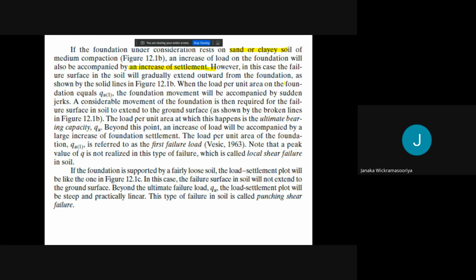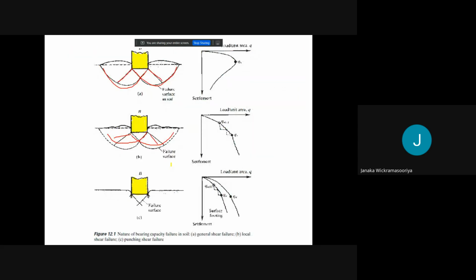And when the load per unit area of the foundation equals q ultimate, the foundation movement will be accompanied by sudden jerks. A considerable movement of the foundation is then required for the failure surface in soil to extend to the ground surface. These are called the first failure load and the local shear failure. Likewise, then punching shear. We have so many shear failure modes regarding the strip foundation, as you can see in those figures.